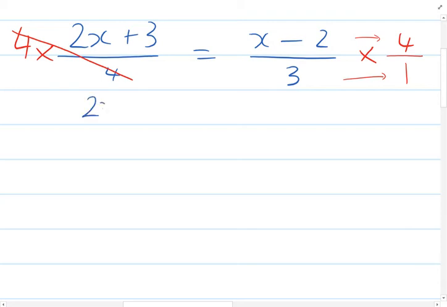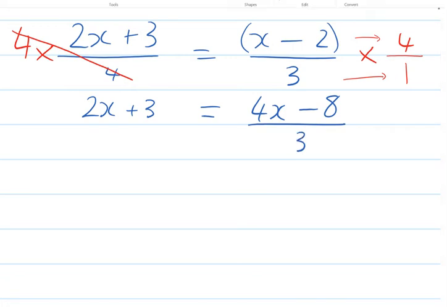Alright, so on this left hand side we're left with 2x plus 3 equals, and then we've got 4 times all of this side, so it pays to put it into brackets to remind yourself that you're timesing both x and negative 2 by 4. So that gives you 4x minus 8, and then 3 times 1, that's just 3. So now we're going to get rid of the 3, so we're going to times both sides by 3.